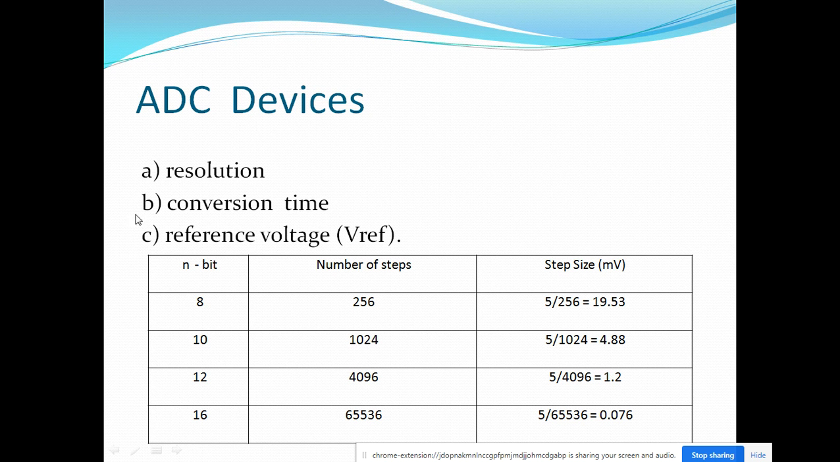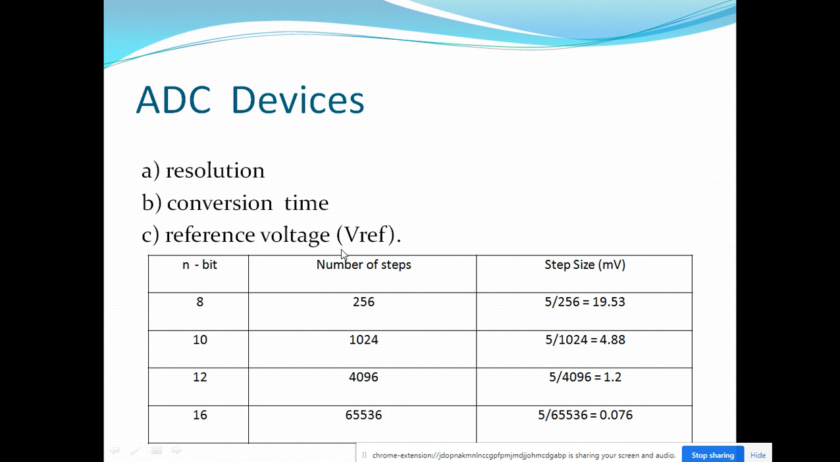Okay, so conversion time is nothing but the time taken by the ADC device to acquire the analog quantity and convert it into digital form. So the total time will be the conversion time. Okay, so that we will calculate further.